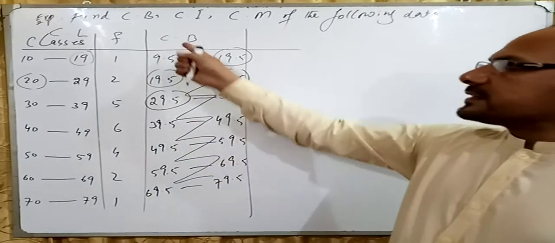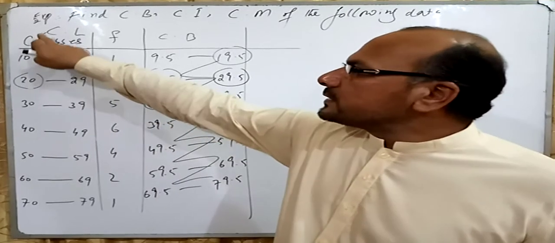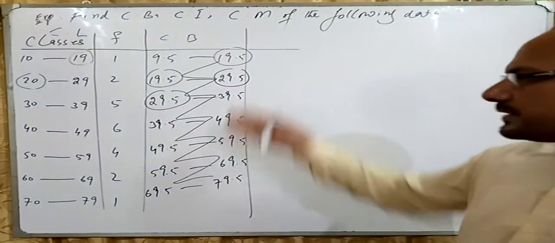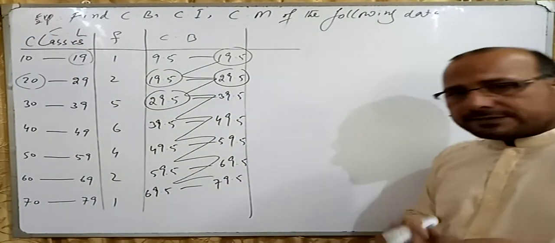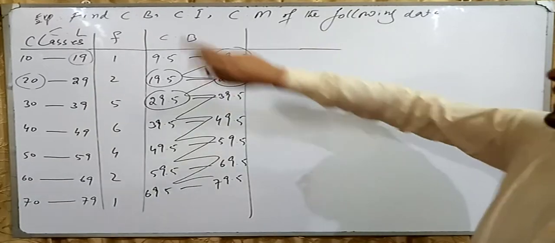And these are called what? Class boundaries. So if the class boundaries are not given, so you can convert the class limits into class boundaries by this way. This was the first point. The second one is class mark. Class mark basically a class interval.